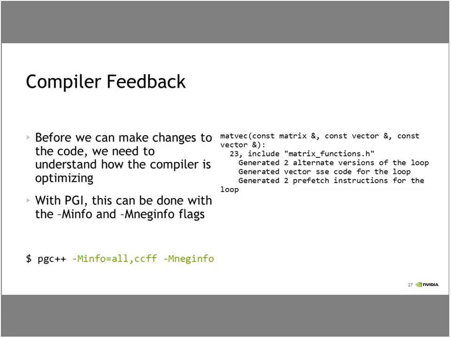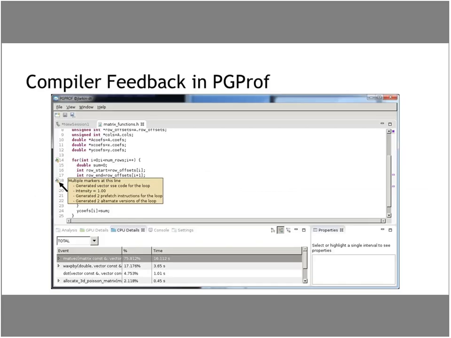But what's really even more useful is if we look at that back in pgprof, because now inside the source code, if I hover where this little black arrow is, it tells me this loop at line 18, it's generated vector instructions for it, and it's also generated some prefetching, and so it tells me what the compiler did. And as I said, sometimes it'll tell me what the compiler couldn't do.